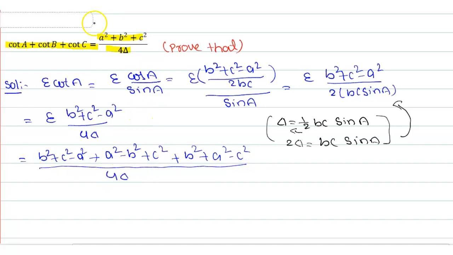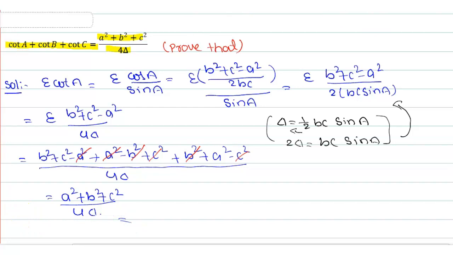The denominator is 4 delta. So here we can cancel the similar terms. Minus a square plus a square we can cancel. Minus b square plus b square we can cancel. Right. Next, plus c square and minus c square we can cancel. The leftover values are b square plus c square plus a square. So the final answer is a square plus b square plus c square by 4 delta. Okay? So this is the answer for this question.